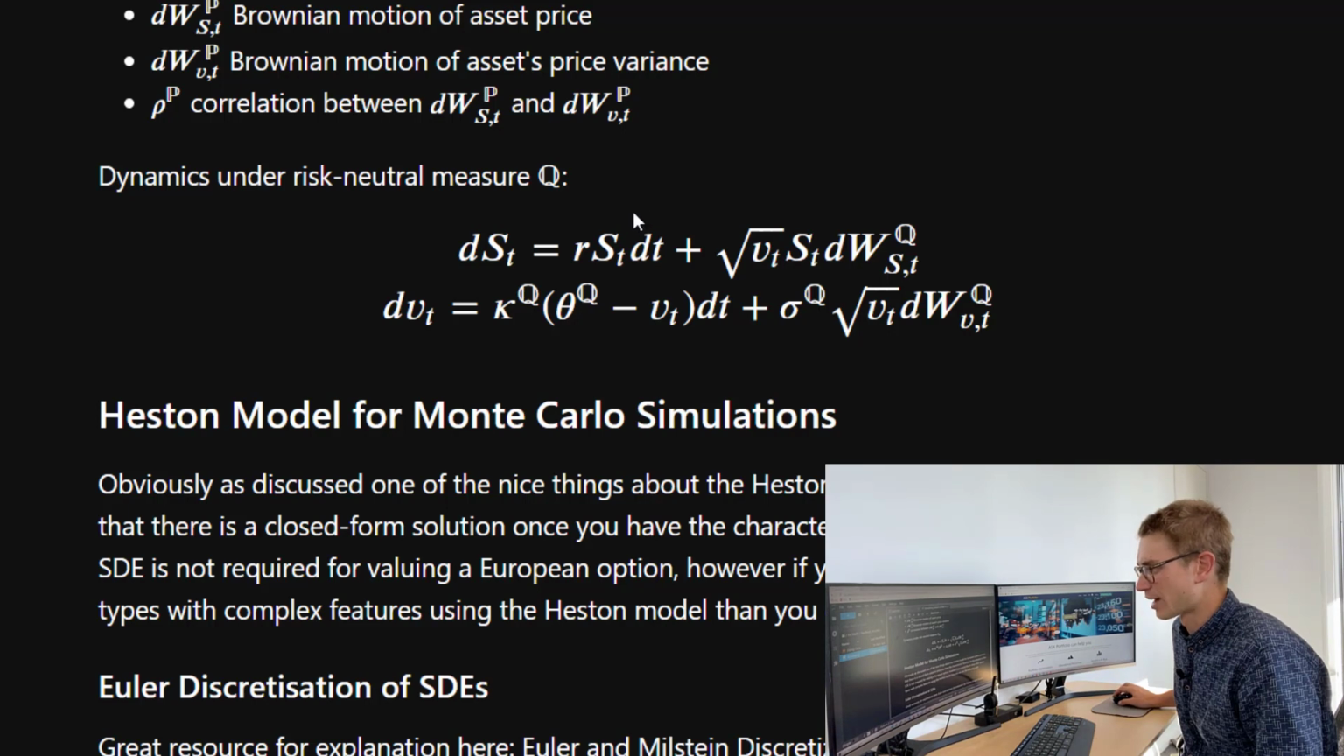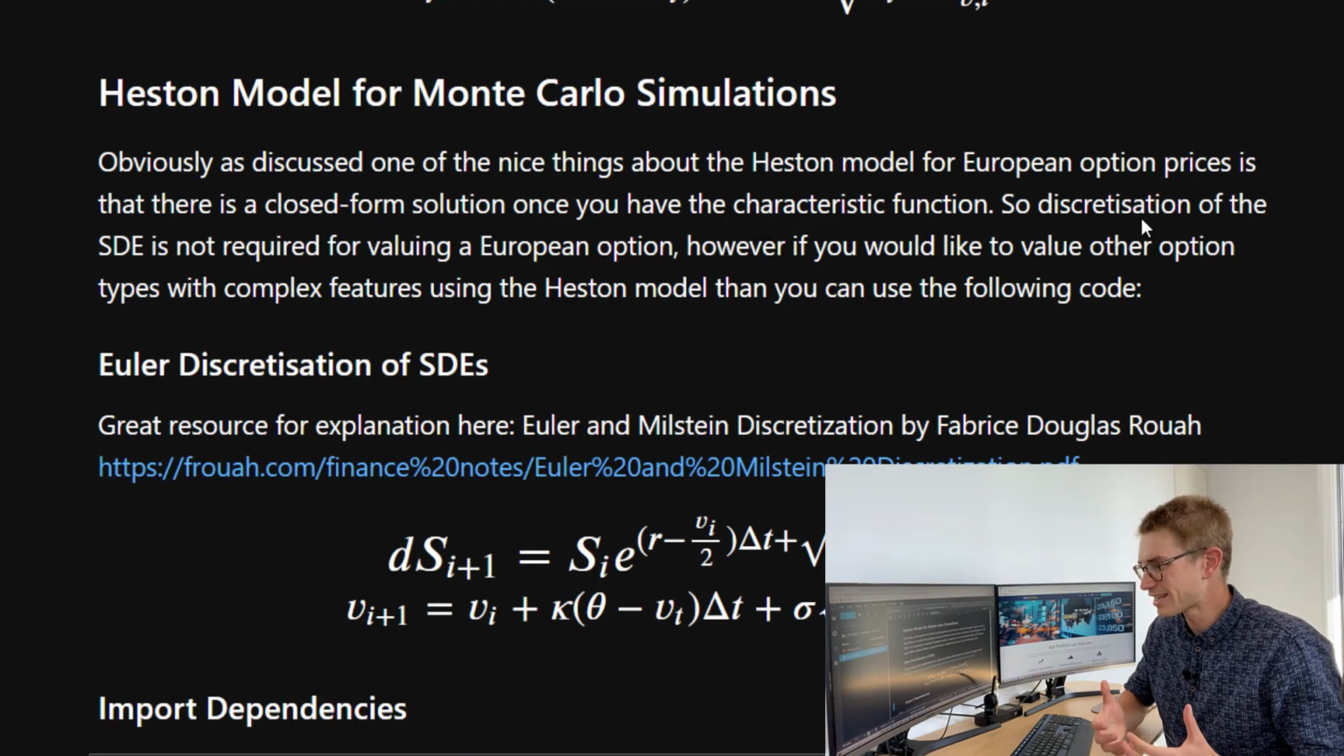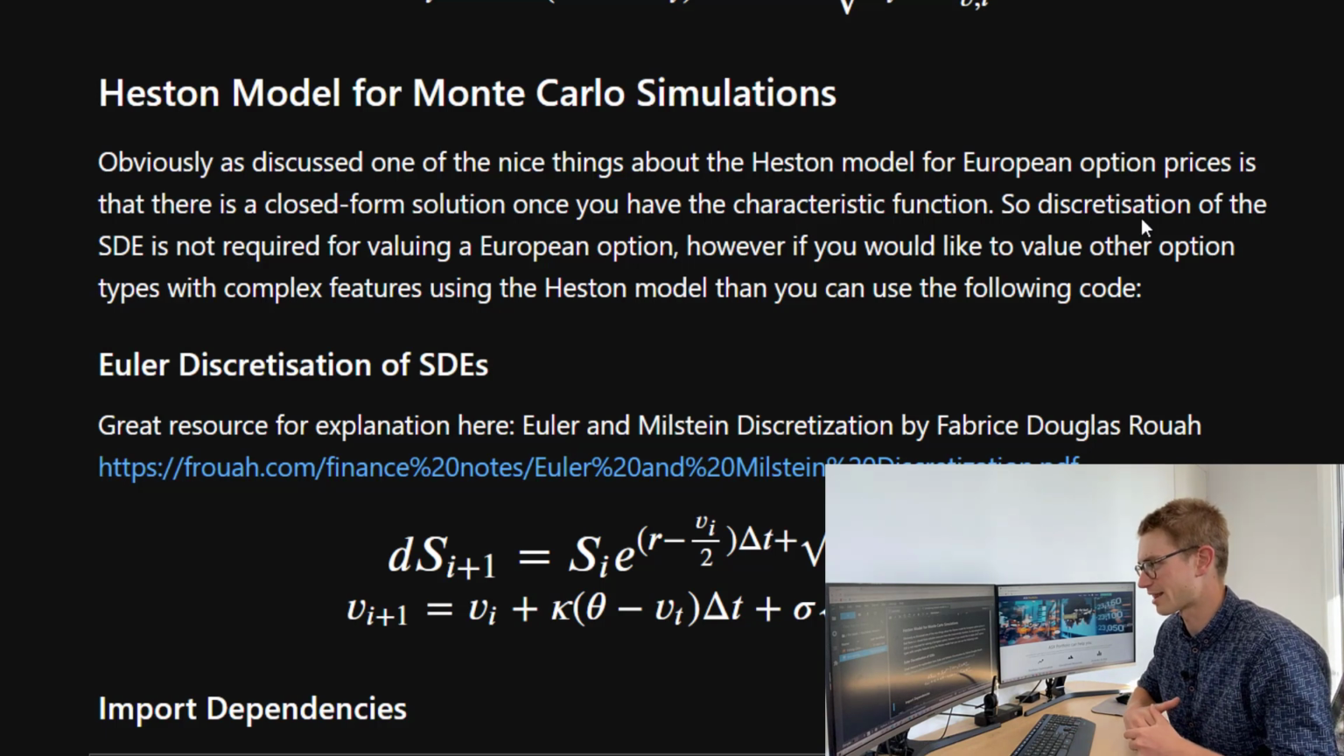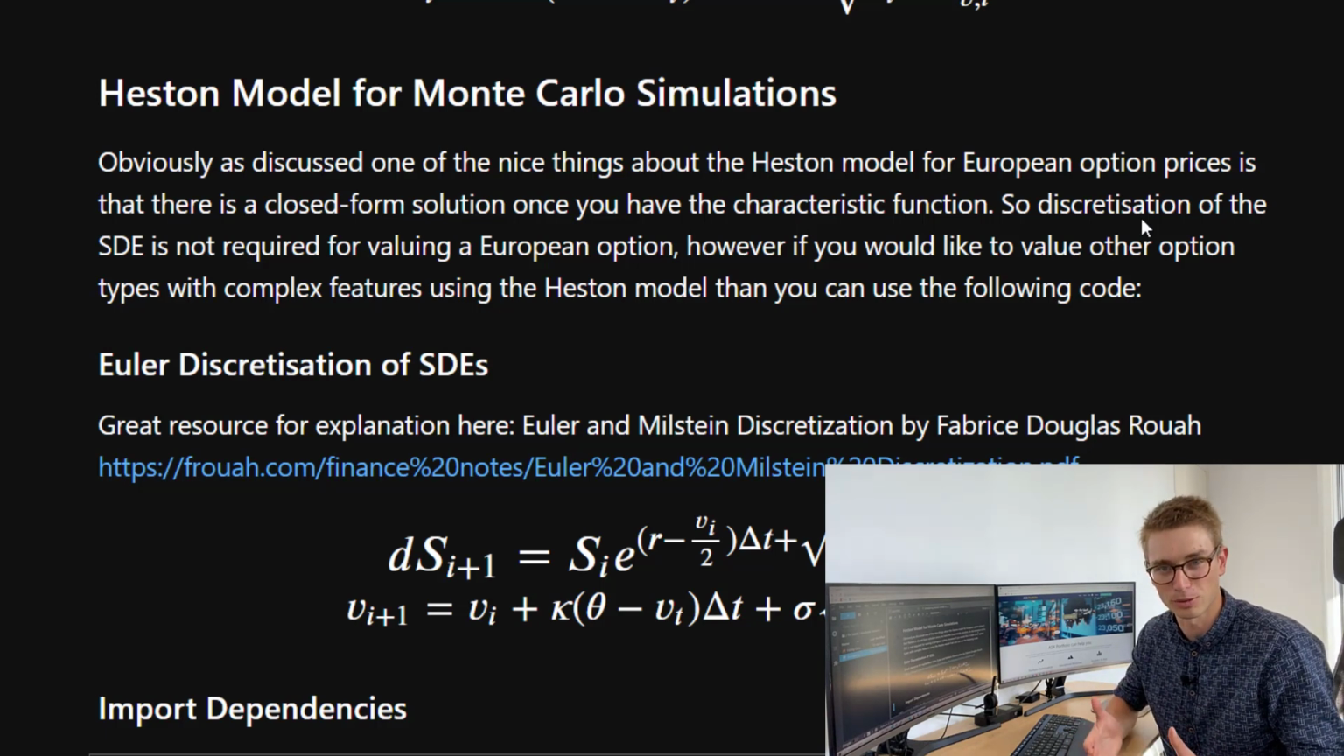So the change here under the risk neutral measure, you can see now we have r for the risk-free rate in this deterministic component. So now let's talk about the Heston model in terms of Monte Carlo simulations. Of course we just said that for the Heston model for European option pricing, we have a nice closed form solution. So of course you would always use this if those circumstances are true.